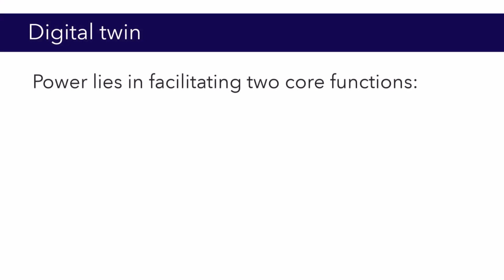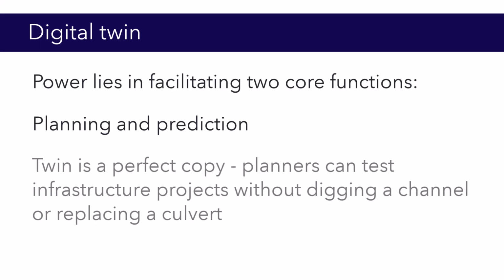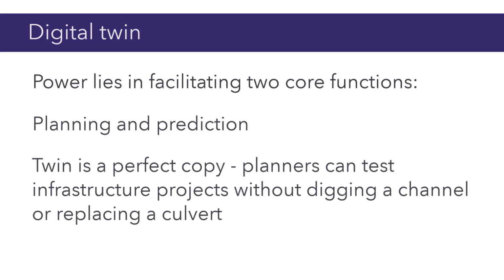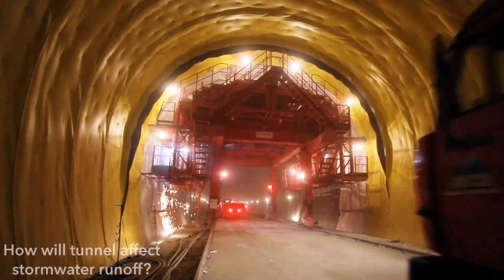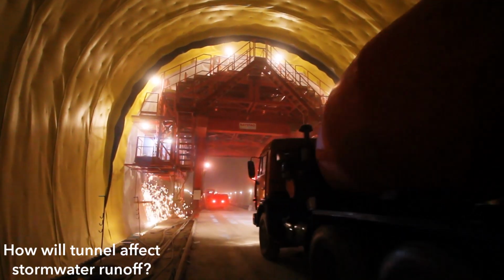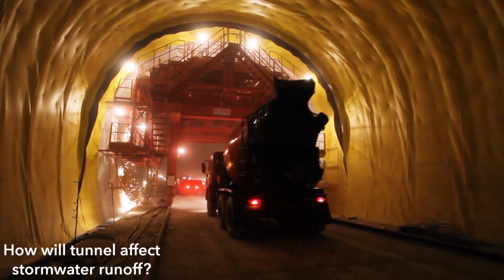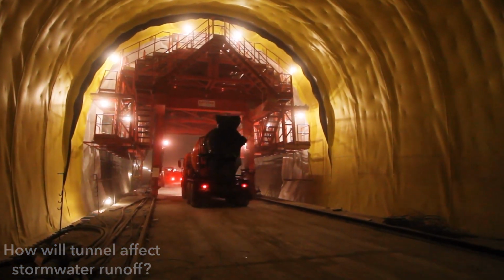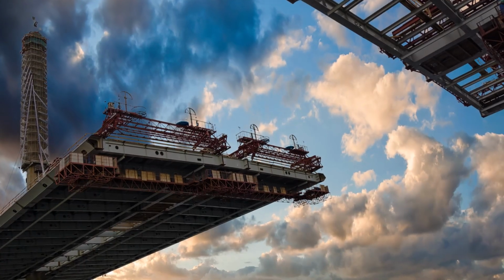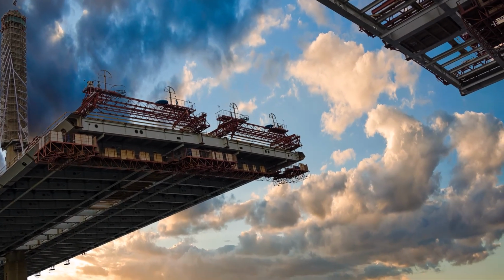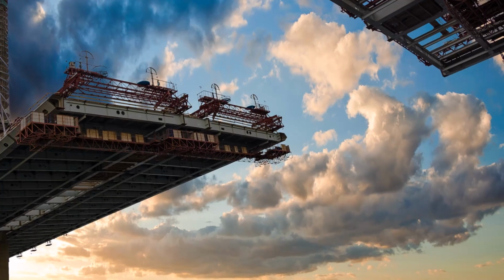Now, the power of the digital twin lies in its ability to facilitate two core functions, planning and prediction. Because the twin is a perfect copy of the system, urban planners can use it to test infrastructure projects without ever digging a channel or replacing a culvert. For example, a city planner could use the digital twin to simulate building a new subway tunnel and test how that might affect stormwater runoff. Similarly, the planner could simulate whether upgrading a bridge might create a dangerous bottleneck for floodwaters.